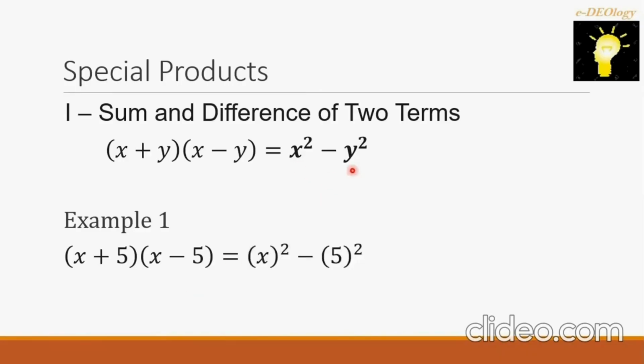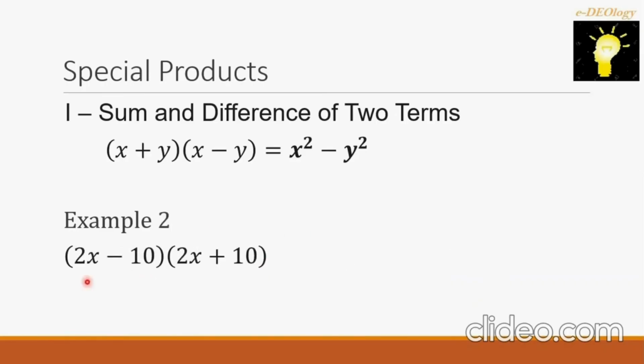So we will use our formula. We will take the first term x and then we will square that. Then minus, we will get the second term 5 and we will square that. And then we will just simplify each term to be x squared minus 25. So this is our final answer.